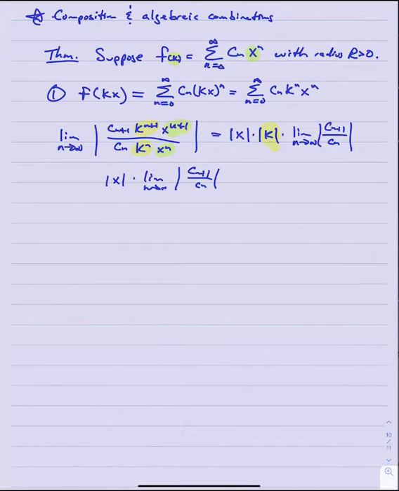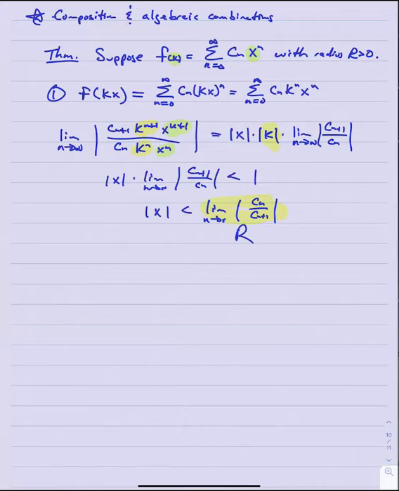And we walked through this before. We figured out that that had to be less than 1, which means the absolute value of x had to be less than the limit as n goes to infinity of the absolute value of c sub n over c sub n plus 1. And this really became our r. That is our radius of convergence.